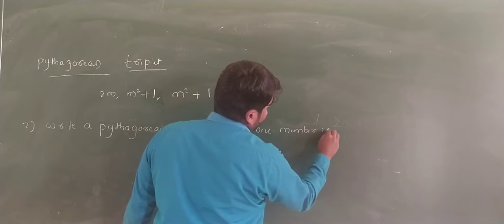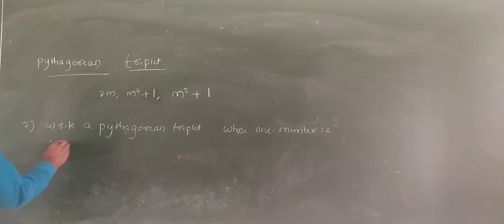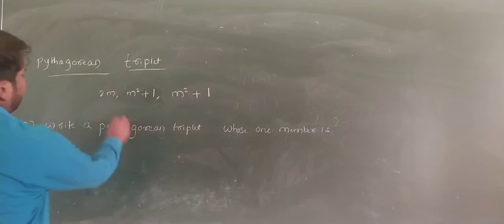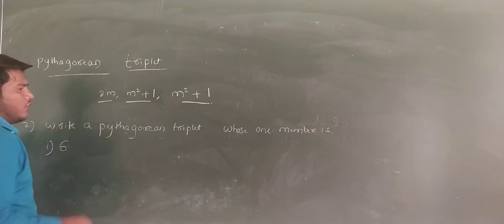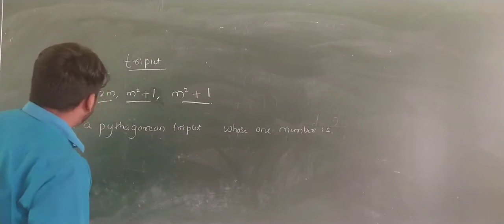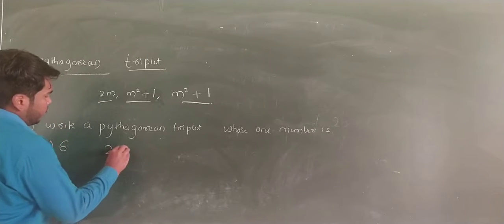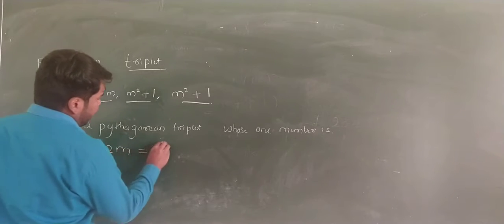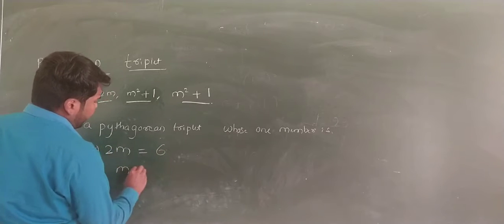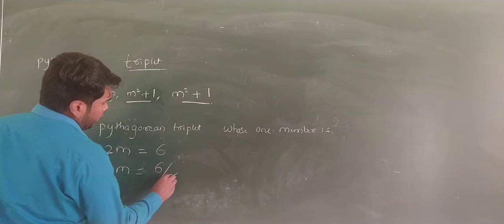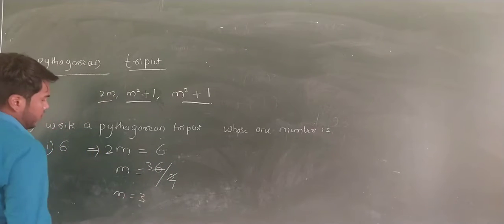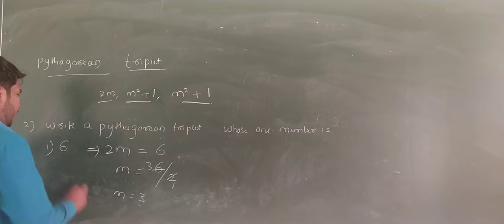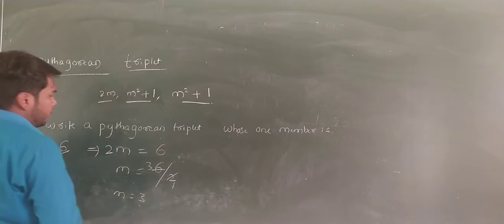We need to find the triplet. The first number is 6. I will use these formulas. The question is: write the Pythagorean triplet whose one member is 6. So 2m is equal to 6, so m is equal to 6 by 2, which is 3. So m is equal to 3, and 2m is equal to 6.